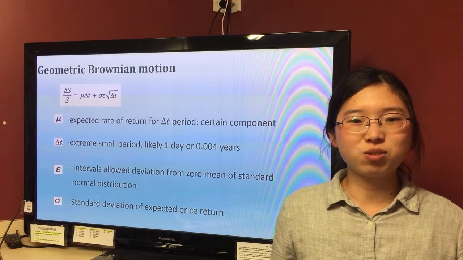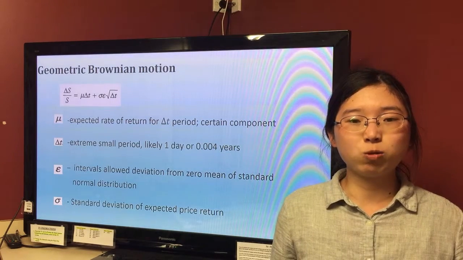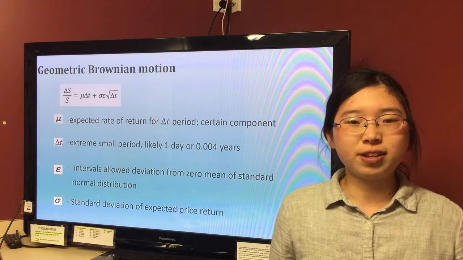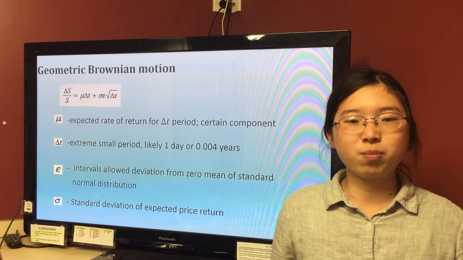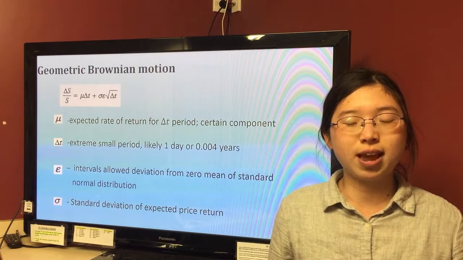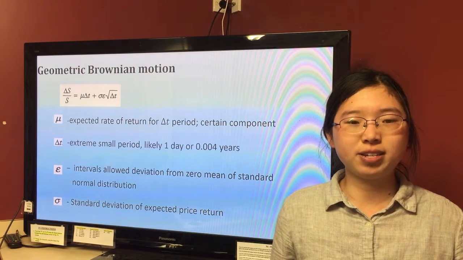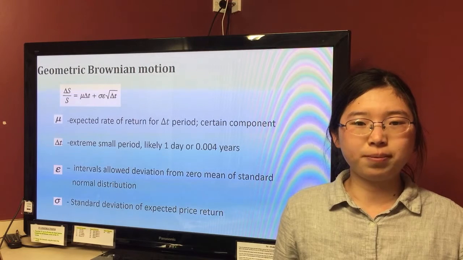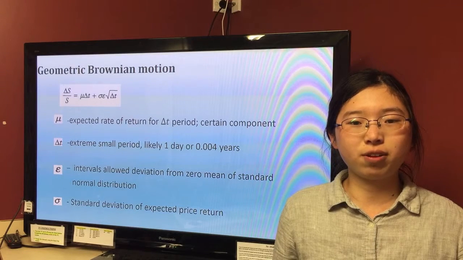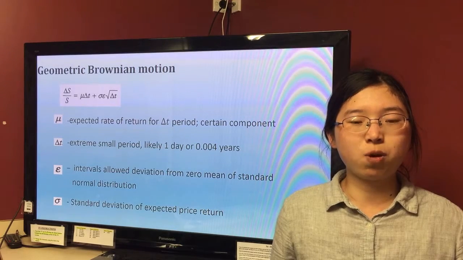Simulating stock price is to estimate future stock price using the geometric Brownian motion model. First, we introduce proportion return. Price change divided by current price equals mu multiplied by the time interval plus sigma multiplied by epsilon multiplied by the square root of the time interval, among which mu means the expected rate of return for delta t period. Delta t is an extremely small period. Epsilon is a random deviation from the zero mean of the standard normal distribution. Sigma is the standard deviation of the expected price return.